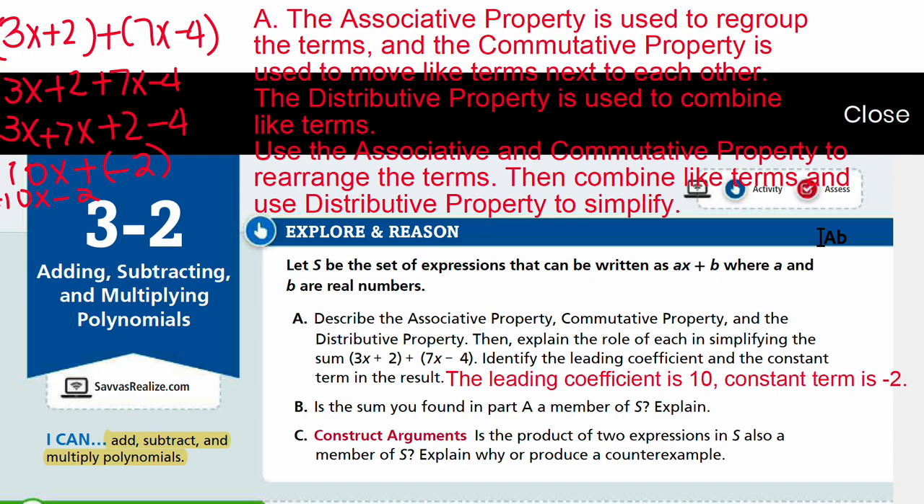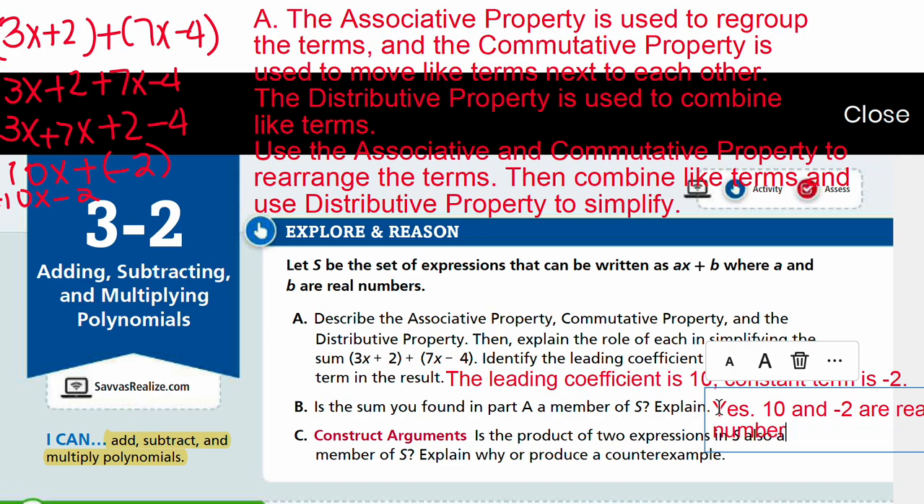So let's look at part B. Is the sum you found in part A a member of S? So S is a set of expressions that can be written as ax plus b, where a and b are real numbers. Do we have ax plus b, where a and b are real numbers? So 10x minus 2. 10 could be an a, and negative 2 could be b. Are they real numbers? Yes, they are real numbers. So yes, 10 and negative 2 are real numbers.